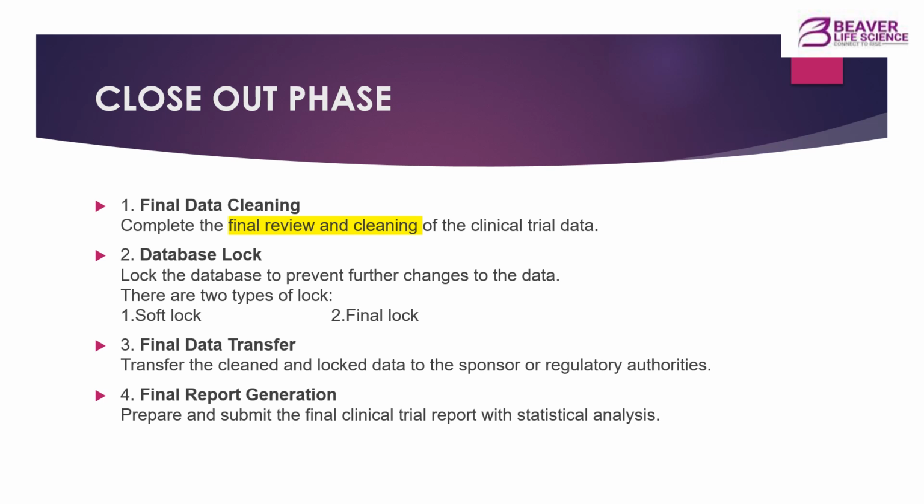Then next is database lock. To prevent further changes in the data, there are two types of lock. First is soft lock and next is final lock. In soft lock we can unlock it, but in final lock we are not able to unlock, which is a freeze, also called a hard lock. Then next is final data transfer. The clean, locked data is transferred to the sponsor or the regulatory authorities.